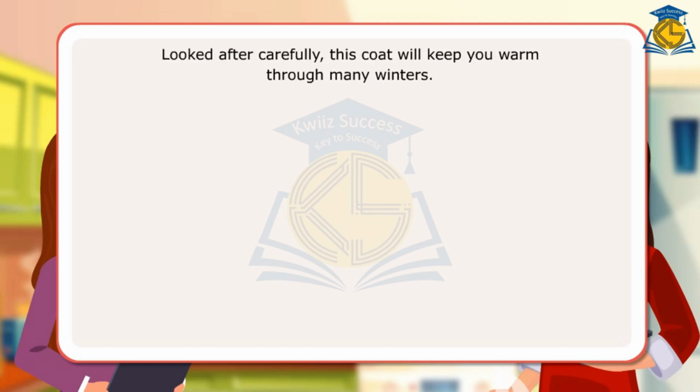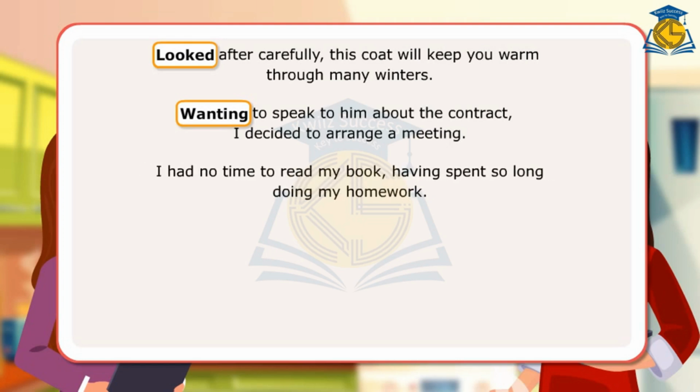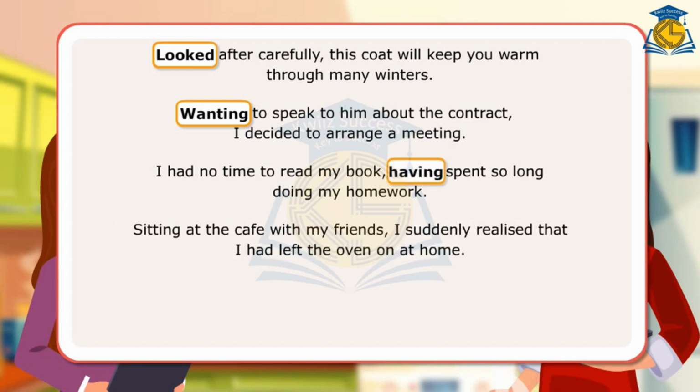Looked after carefully, this coat will keep you warm through many winters, in place of an if condition. Wanting to speak to him about the contract, I decided to arrange a meeting, in place of so. I had no time to read my book, having spent so long doing my homework, in place of because. Sitting at the cafe with my friends, I suddenly realized that I had left the oven on at home, in place of while.